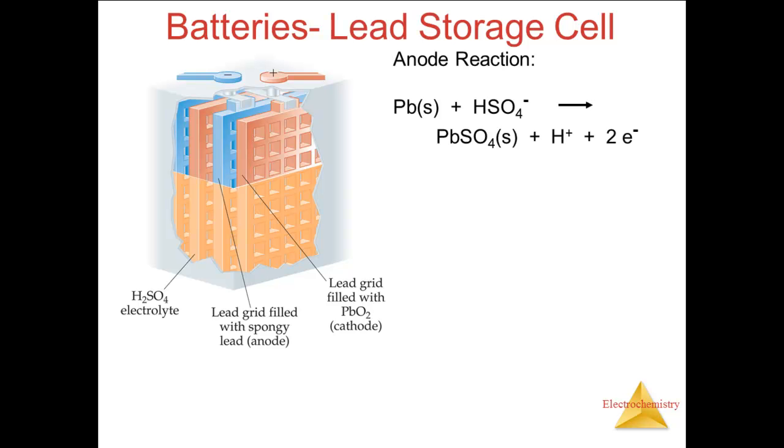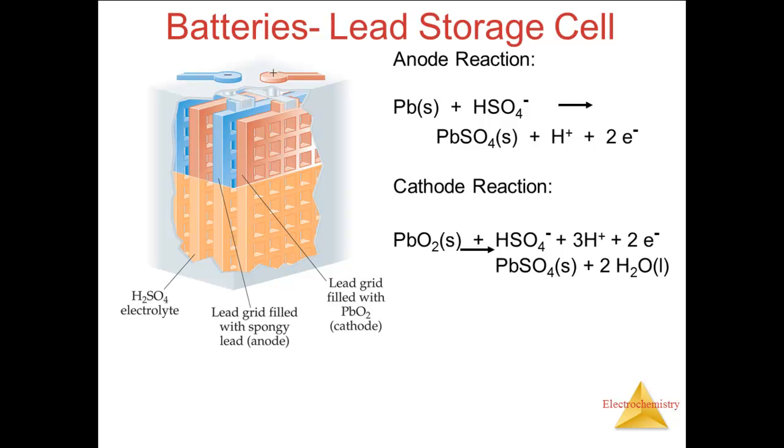The reaction at the anode is the oxidation of the lead metal to lead-2 ions. However, the presence of the sulfate or hydrogen sulfate ions in the solution causes the lead-2 to precipitate as lead-2 sulfate, a solid. This increases the acidity near the anode. At the cathode, the reduction of lead-4 to lead-2 occurs. The reaction also produces lead-2 sulfate and uses up hydrogen ions to make water from the oxygen in the PbO2.